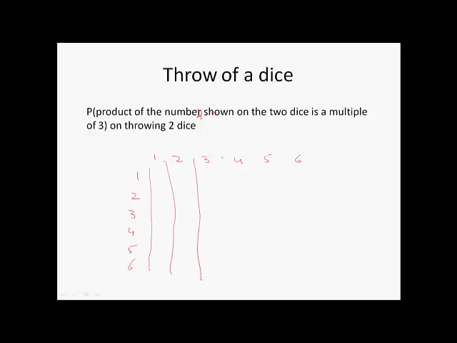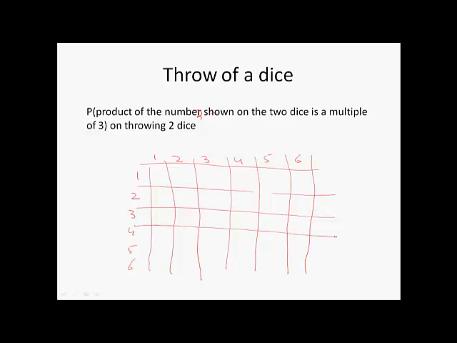Now the question asked is that the product has to be a multiple of 3, which means if there is a number 3 on any one of the dice, then the product of the two numbers is obviously a multiple of 3. Similarly, if the number 6 shows up on one of the two dice, even then the product of the two numbers automatically becomes a multiple of 3. So 3 multiplied by any number makes the product a multiple of 3. 6 multiplied by any number makes the product a multiple of 3. Similarly for 3 on the other die and 6 on the other die.